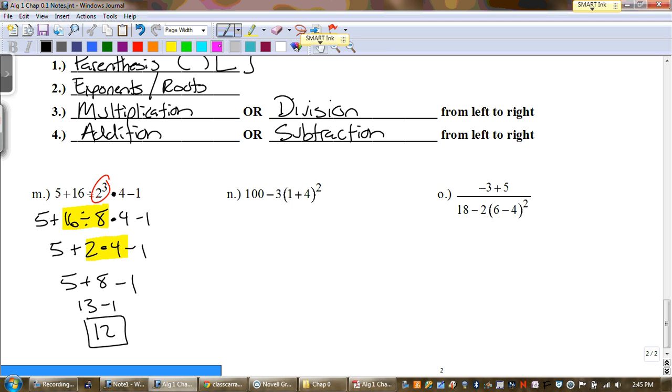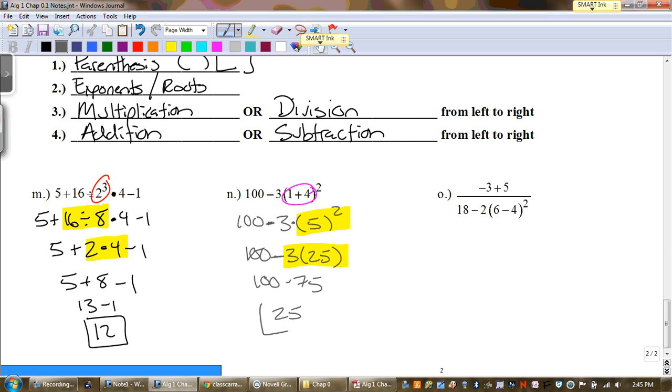Now, N. We go inside the parentheses, okay? 100 minus 3, whenever there's a number next to parentheses, that is multiplication, okay? We go to exponents. I'm sorry, I got to make sure that is a minus sign. 5 squared is 25. Okay, 3 times 25 is 75, and 100 minus 75 is 25.